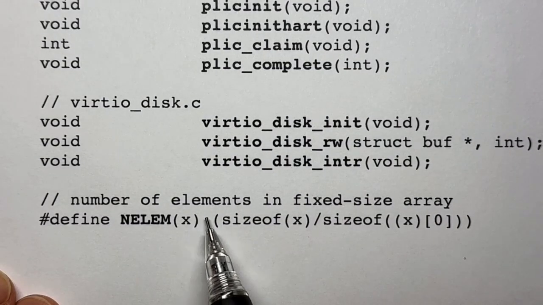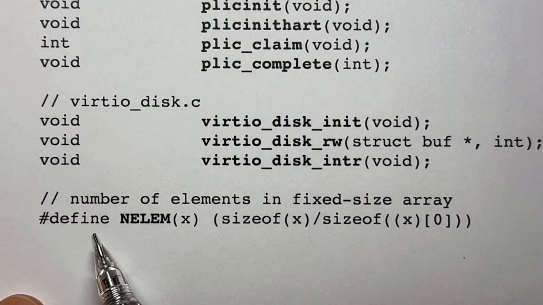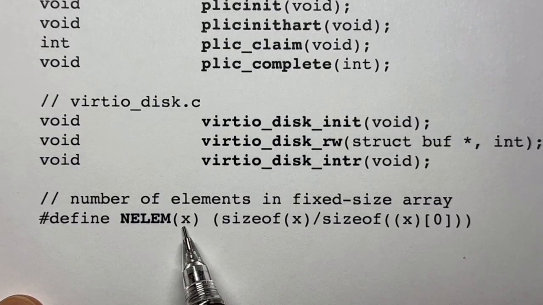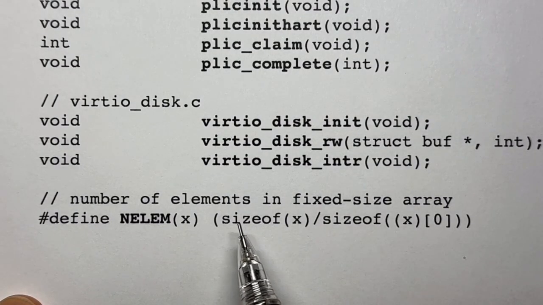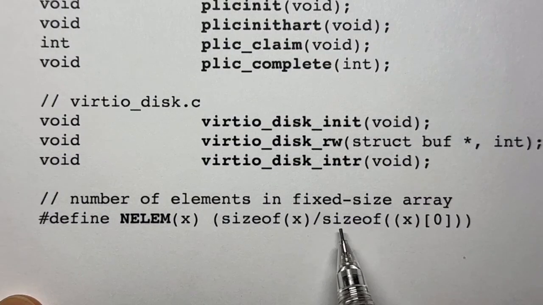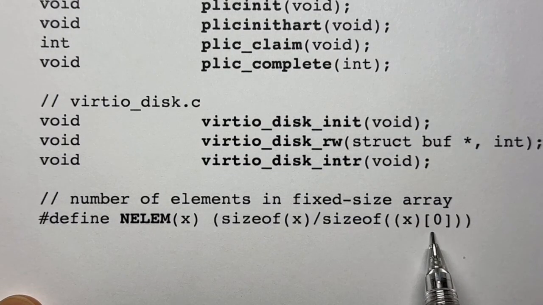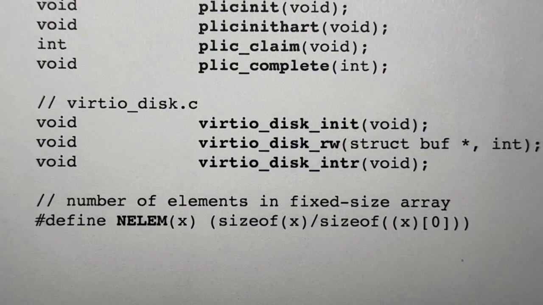This is a macro function. It takes 1 argument, which is the name of an array variable. This function just computes the number of elements in that array, and it does this by dividing the size of the whole array by the size of 1 element, namely the first element. Both these sizeof expressions can be evaluated statically at compile time, so the resulting number is actually a compile time constant.